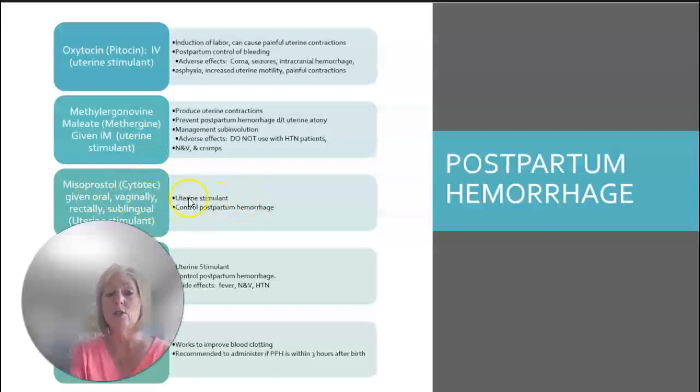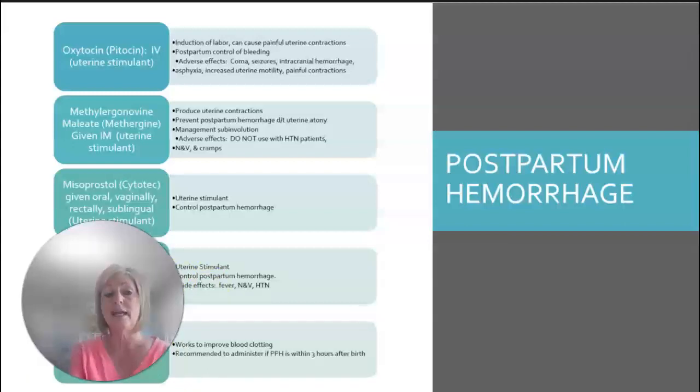misoprostol is also a uterine stimulant, misoprostol. So we're going to give that oral, vaginally, rectally. A lot of times we will give it rectally. If mom is hemorrhaging, we will give it rectally. It works very, very fast. It contracts that uterus down. We can give Hemabate. That's also a uterine stimulant, and it can contract that body down, and we can give that IM. All of these will be in the hemorrhage box.